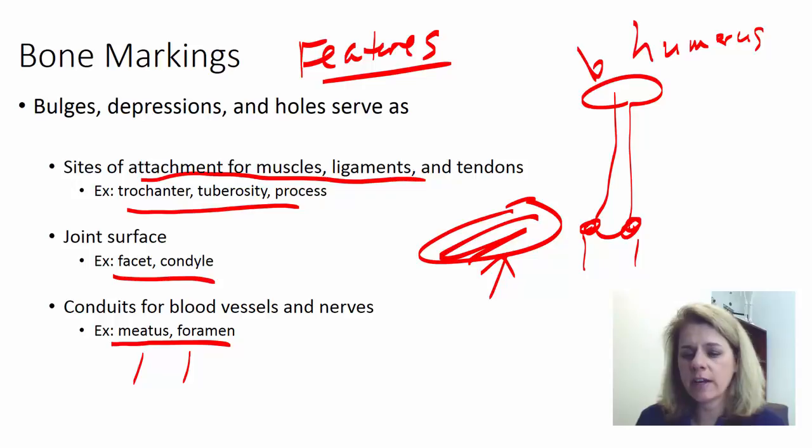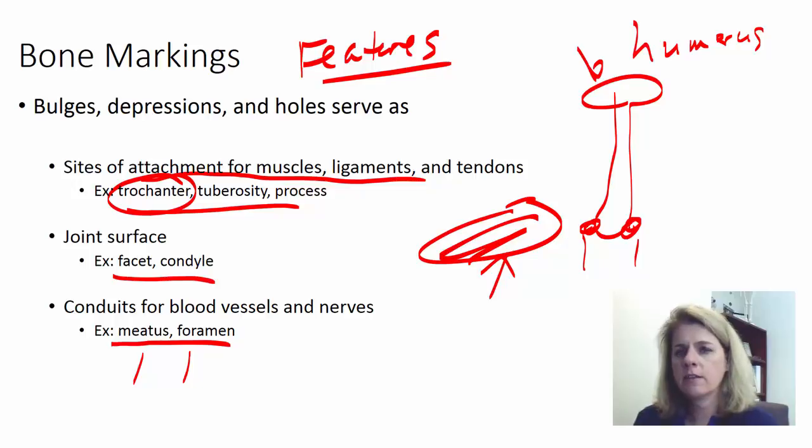Now, on the lecture test, I want you to understand what the function of the bone feature is. So if I say the femur has a trochanter, you need to look that up and go, okay, that's where some of the muscles attach. Or we talk about the foramen in some of your skull bones. You need to know that's where the nerves and the blood vessels are able to come out.